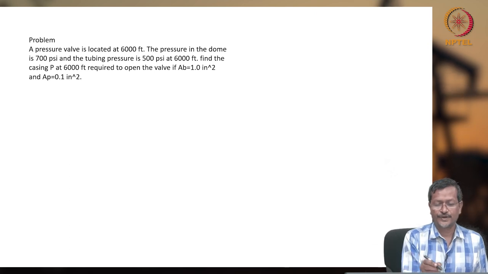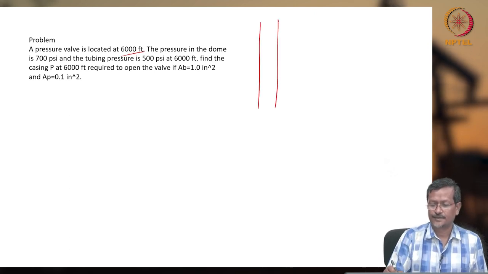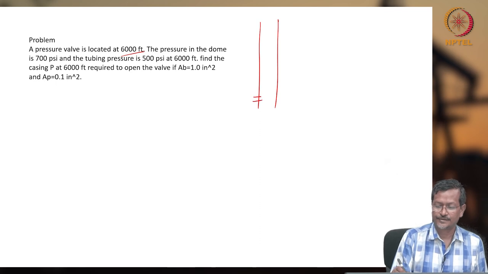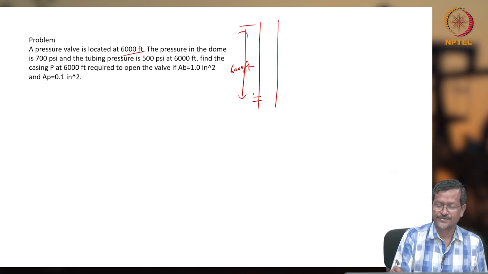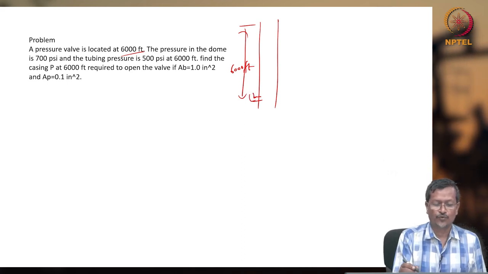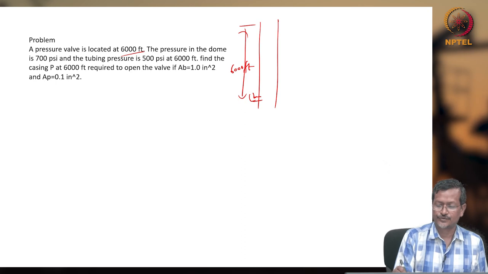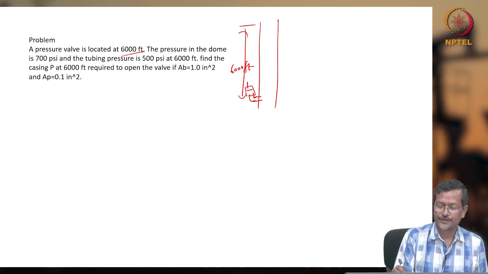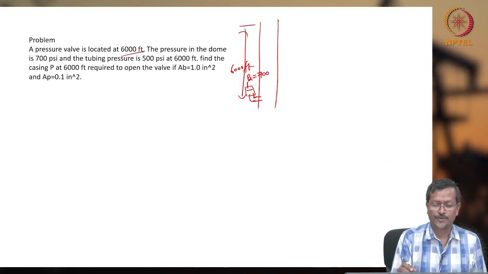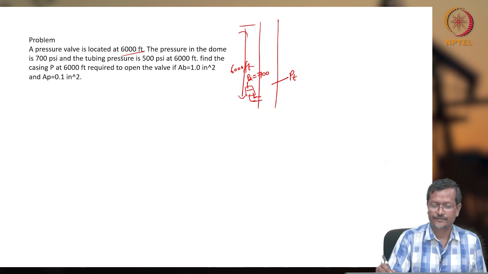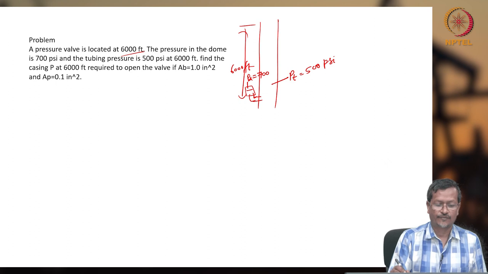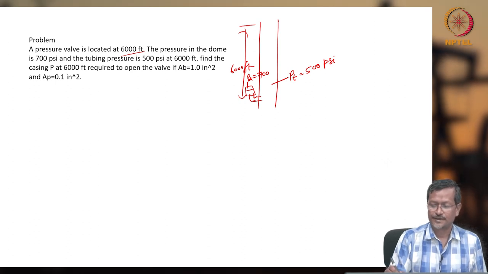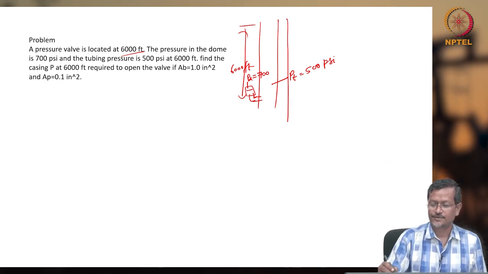Here, using the previous formula, you have to solve the problem. A pressure valve is located at 6000 feet. Okay, the valve is here, and there will be a nitrogen dome. The dome pressure PD is given as 700 psi, and tubing pressure PT is given as 500 psi. And find the casing pressure PC.